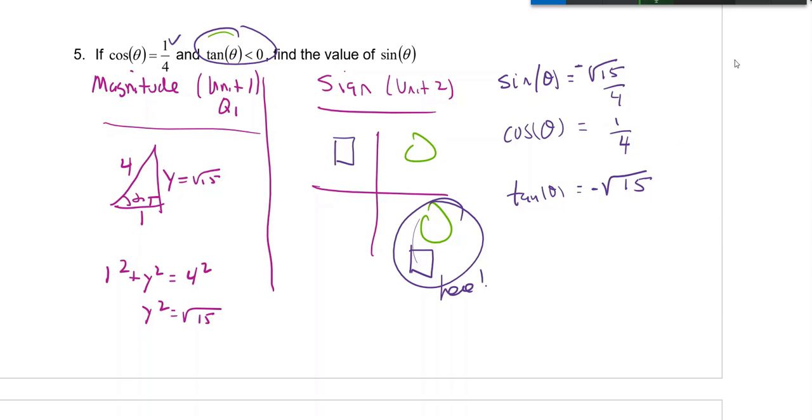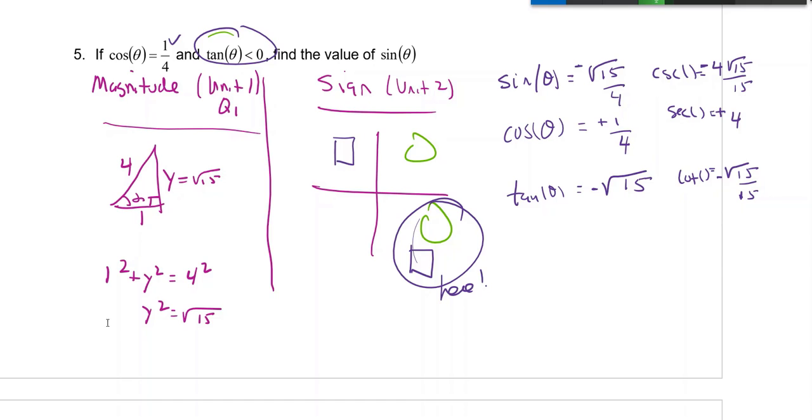Then we look at reciprocals. This one, when we flip, is 4 over root 15, which rationalizes to 4 root 15 over 15. This one is just 4. And this one, 1 over root 15, rationalizes to root 15 over 15. The sine is negative, so these two are positive and this one is negative. This one's the cosecant, this one's the secant, this one's the cotangent. And again, I'm going to leave the parentheses of the value out here.